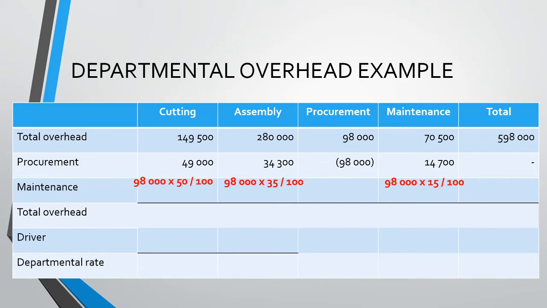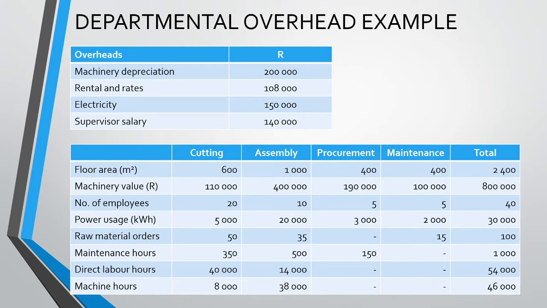Also, notice that the overheads in the maintenance department are no longer just the initial amount of 70,500 Rand. We also have an extra allocation of 14,700 Rand, so the total overheads now in the maintenance department is 85,200 Rand, which now needs to be allocated out. Remember, in our previous video we determined that the maintenance hours was the best method to allocate out our maintenance department. However, remember that we have already closed off the procurement department, so we do not allocate back to the closed off department. Therefore, we ignore the 150 maintenance hours used by the procurement department.